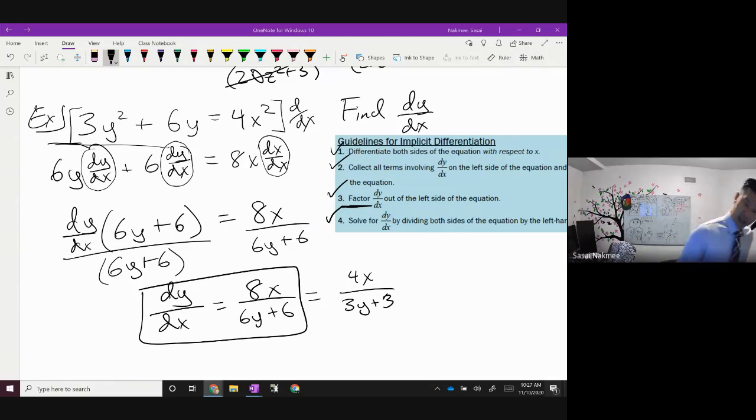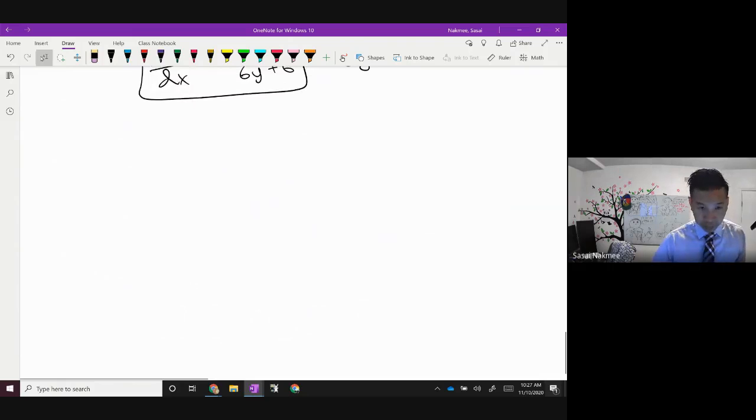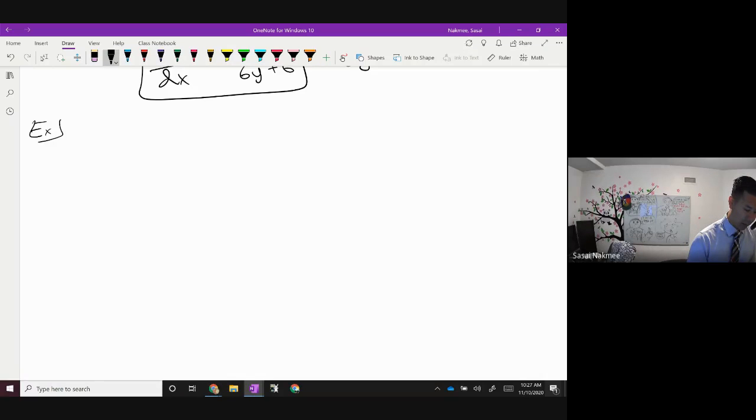So here we go. There's nothing on the Pear Deck right now because I'm going to put the problem onto here. Okay, here's the problem I want you guys to try on this Pear Deck. So here we go. I want you to find dy/dx, and the equation is going to be 5x to the fourth plus 3y squared, and this is equal to y.